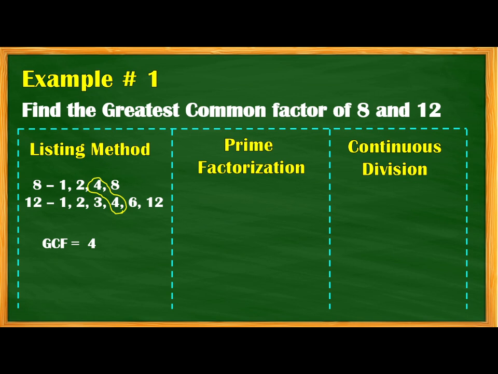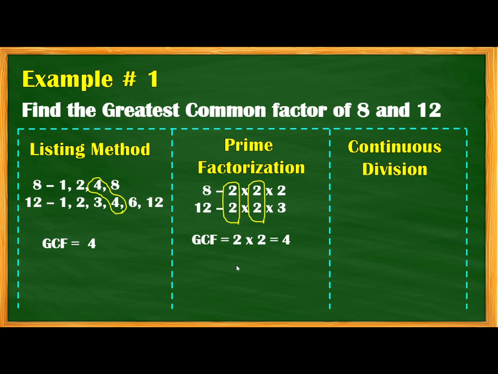How about using prime factorization? The prime factors of 8 is 2 multiplied by 2 multiplied by 2. And the prime factors of 12 is 2 multiplied by 2 multiplied by 3. So the common prime factors in 8 and 12 are 2 and 2. So we have 2 multiplied by 2. The product is 4. So the GCF is 4.